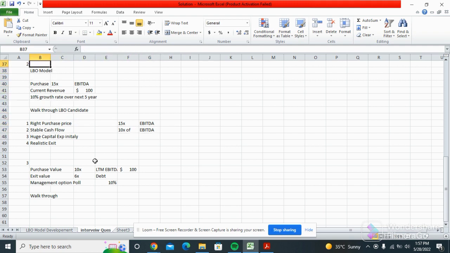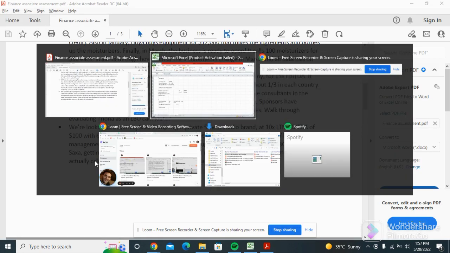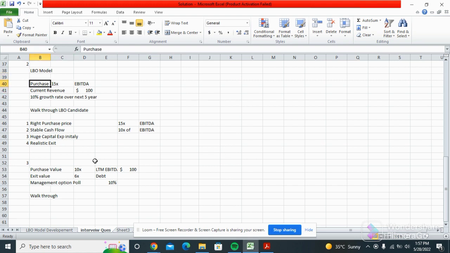So if we talk about the LBO company, Triana company, as we have purchased this company at 15 times earnings before interest and tax, we have to consider all these things, that there must be a right purchase price. The right purchase price may be established by seeing the exit multiple of this LBO candidate, because here the exit multiple is not mentioned. So you cannot exactly say what is going on.